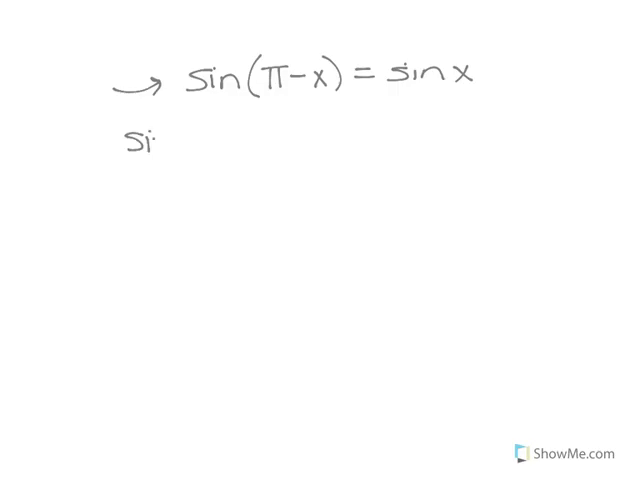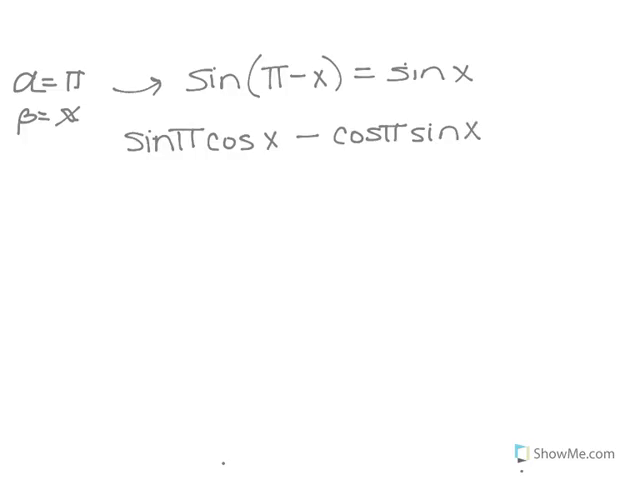So we're going to go sine. We're going to use the subtraction formula. So our alpha is going to be pi, and our beta is going to be x. So it's going to be sine of pi times cos of x, subtract cos of pi, sine of x, and it's going to equal sine x.